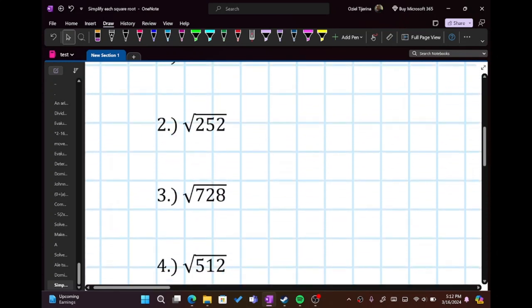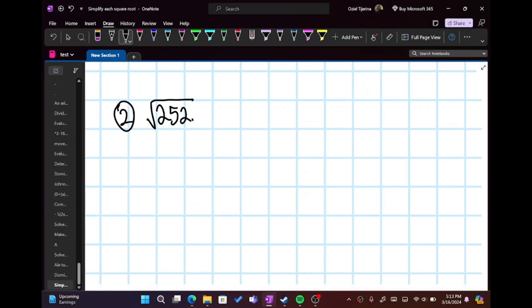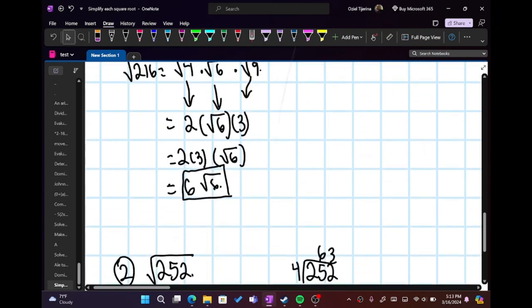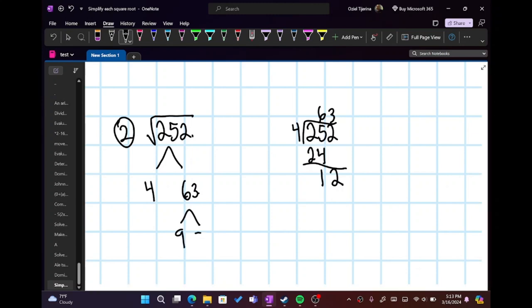So let's look at number two. Number two says the square root of 252. Now we're gonna try to do this again. Just looking at this, let's see if it's divisible by 4. So 4 times 6 is 24, we get 12 here, 63. So we can clearly do 4 times 63. And then we can go a little further, so we have 9 times 7.